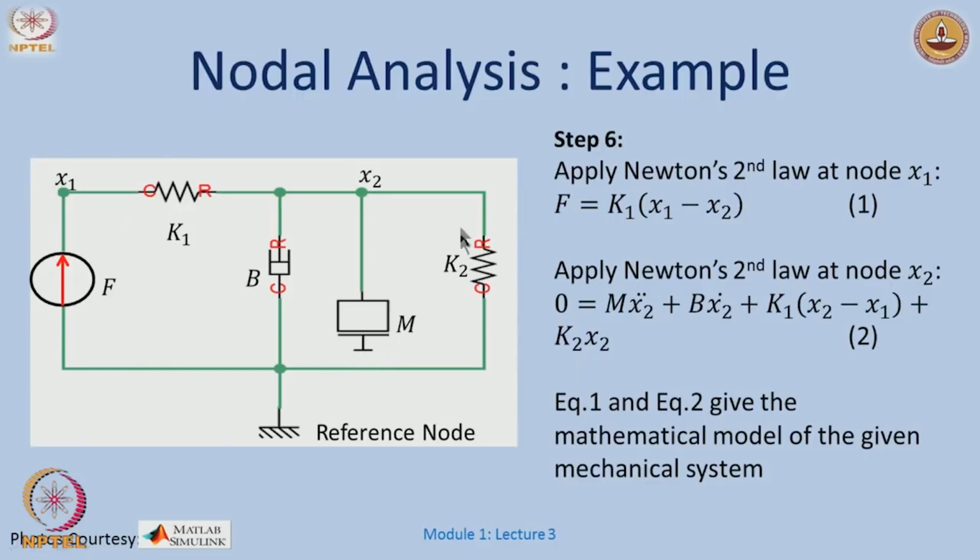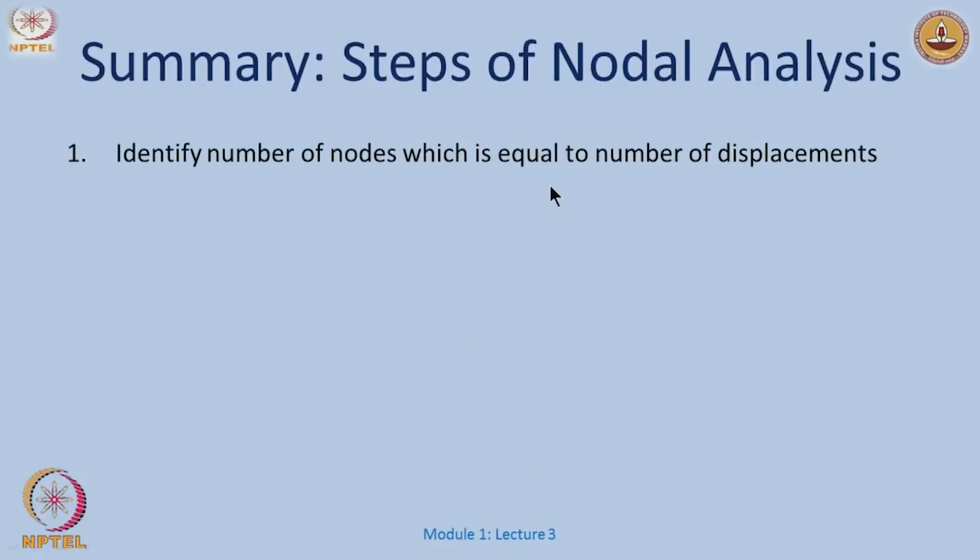The force corresponding to K2 with displacement x2 would be K2 times x2, here it would be B2 x2 dot, and the force corresponding to the spring K1 would be K1 (x2 minus x1). I have these two balance laws for node 1 and node 2, which will give me the overall mathematical model of the system.